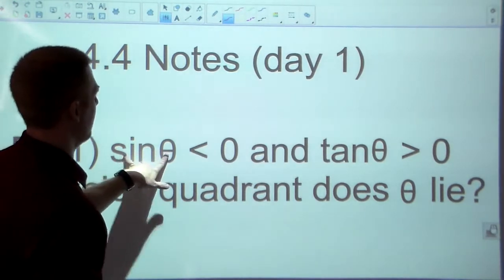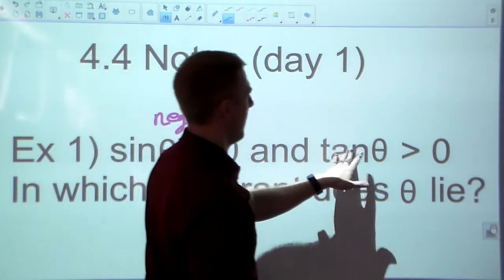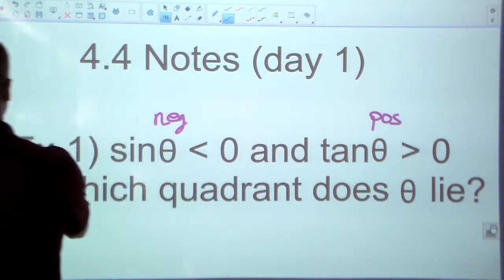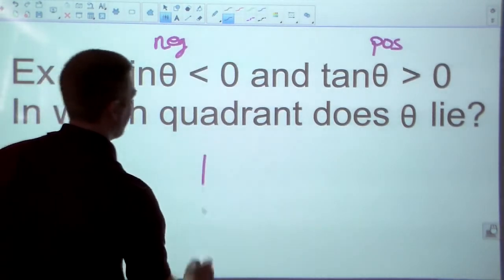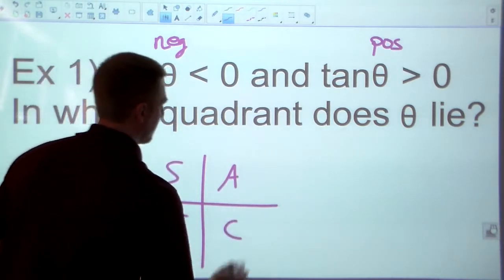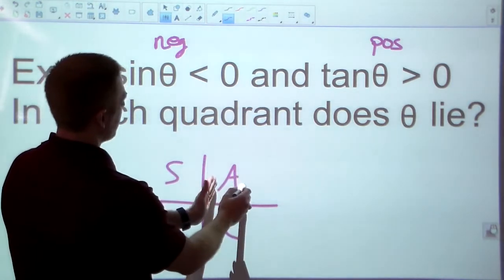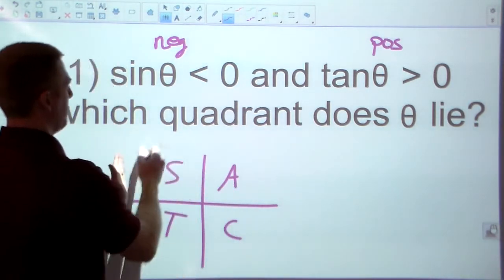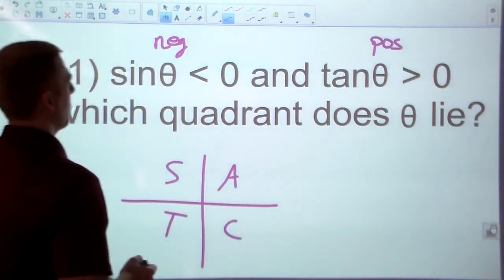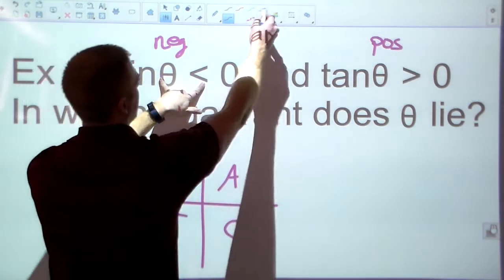So if sine of an angle is less than 0, that's a fancy way to say that it's negative. And if tangent of an angle is greater than 0, that's a fancy way to say it's positive. So it's back to that "All Students Take Calculus" or CAST thing. All Students Take Calculus is one I prefer because CAST is a little tricky to follow. So everything's positive in the first quadrant, sine's positive in the second, tangent's positive in the third, cosine's positive in the fourth. So in this case, we're looking for where sine is negative.